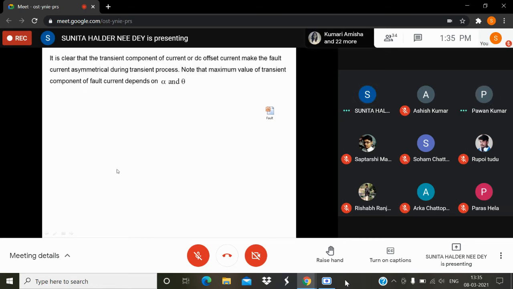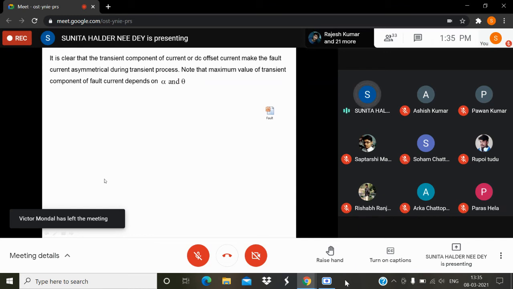Ma'am, do we decide symmetrical and asymmetrical fault on the basis of the fault current waveform? No. Here the current waveform is asymmetrical, the fault is not. During transient conditions, when there is a symmetrical fault, then also at the terminal there will be a switching. Due to the switching at the faulted condition, there will be a transient current. So that current will make the total current asymmetrical.